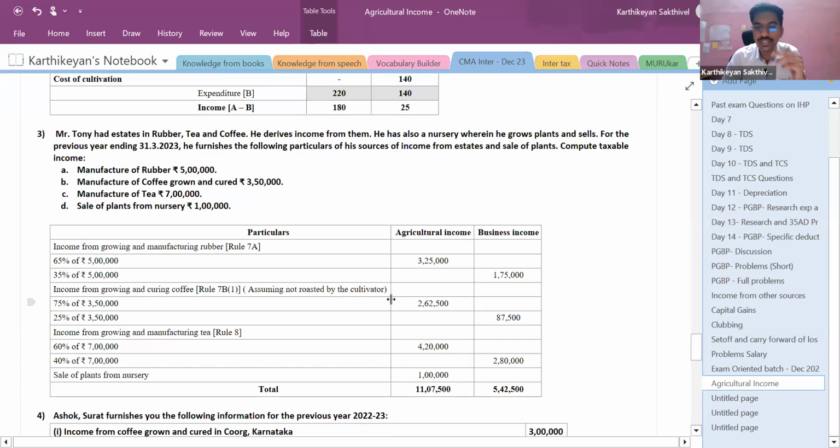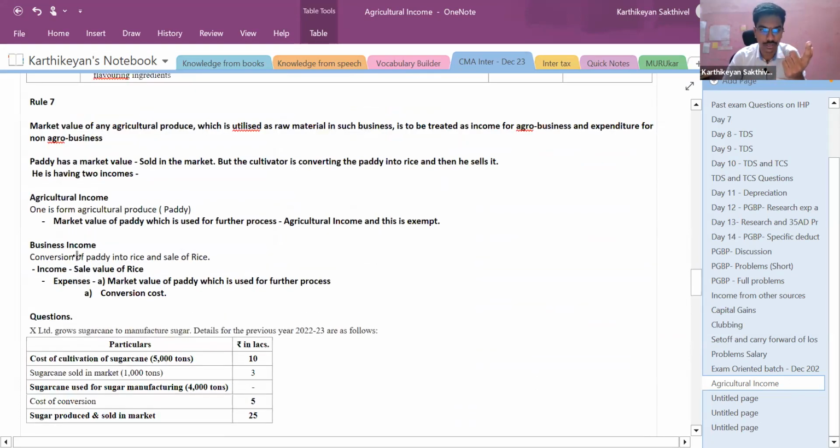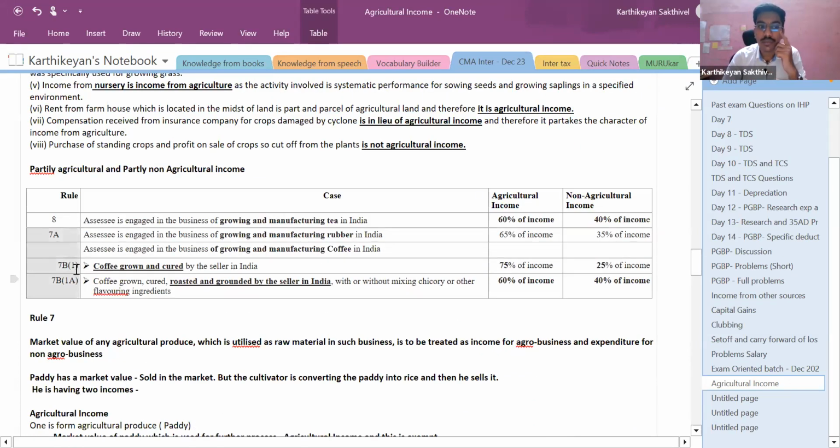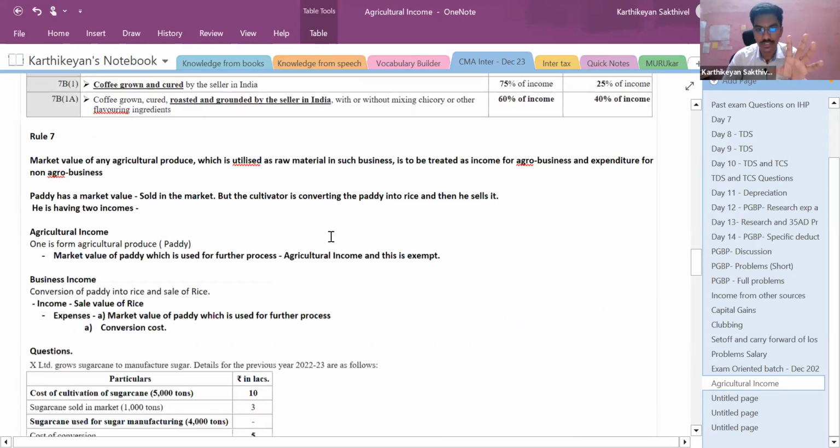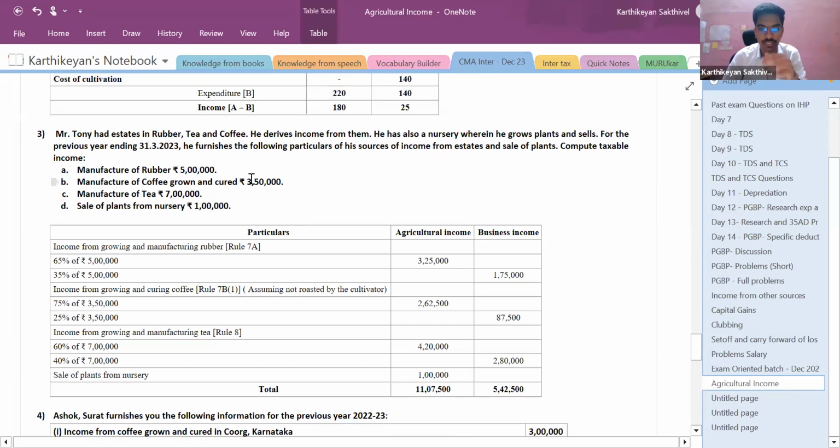Next, this was the general situation we saw. Now we'll go for the specific situation. We saw this rule 7A. Rule 7A, rule 7B and rule 8. So this is the specific situation. So how to deal with it, we'll just see here.